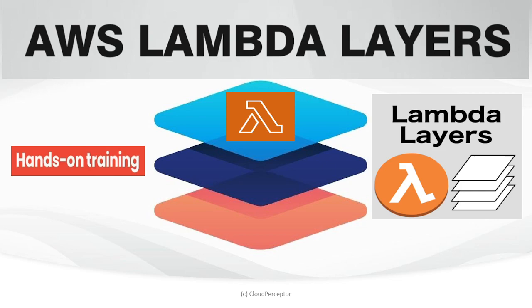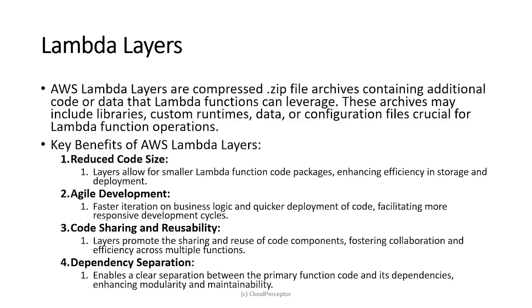Today we are going to do a hands-on demo on using AWS Lambda layers. So first of all, let's understand what Lambda layers are. Lambda layers are compressed zip archives containing additional code or data that Lambda functions can leverage. These archives may include libraries, custom runtimes, data, or configuration files that are crucial for your Lambda function operations.